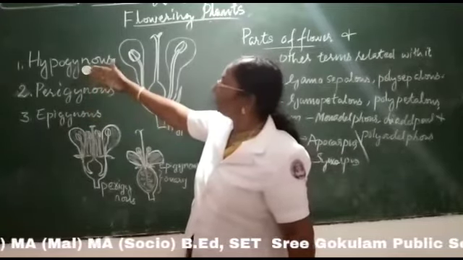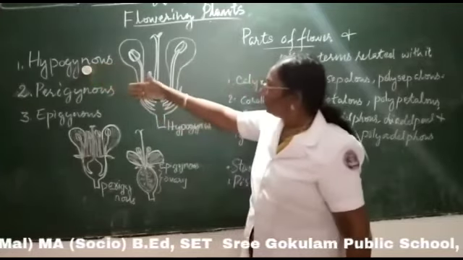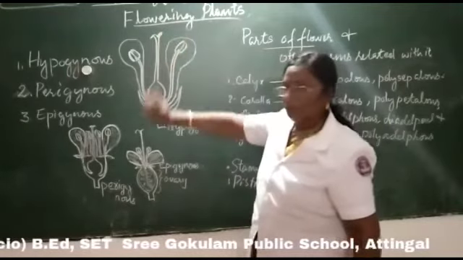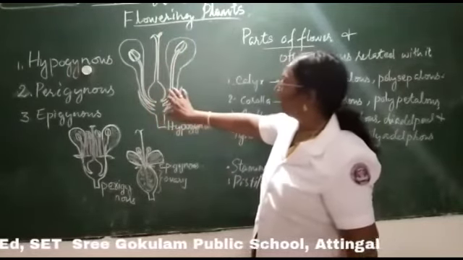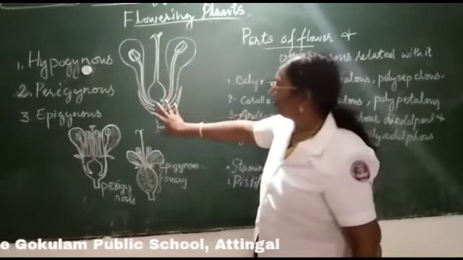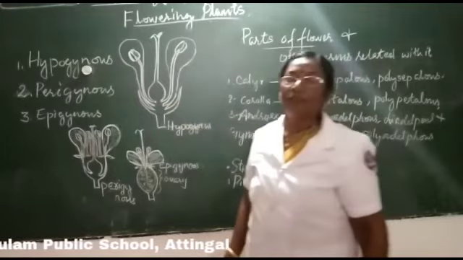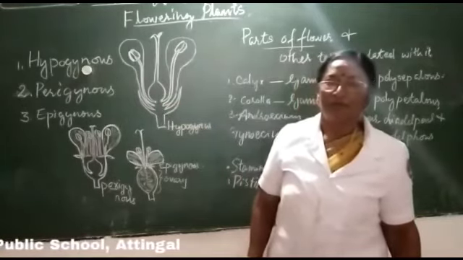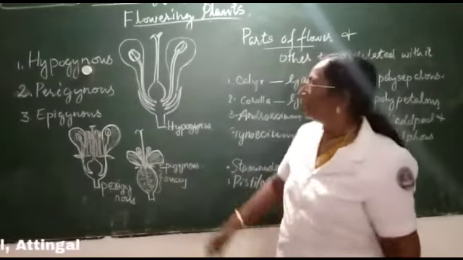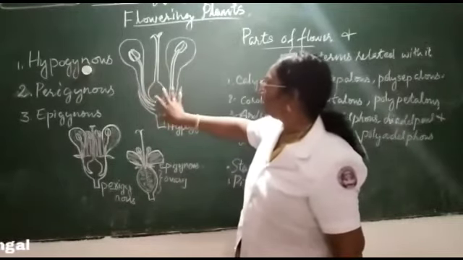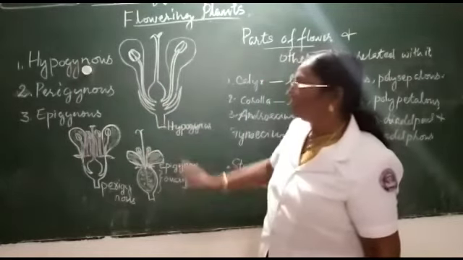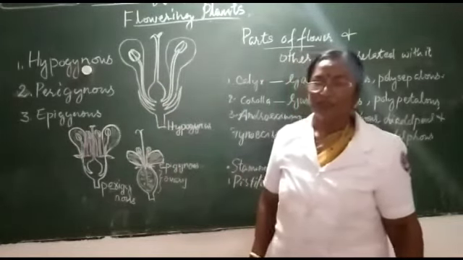In the case of hypogynous flower, you can see the ovary is in the uppermost position, the highest position, and all other floral leaves like androecium, corolla and calyx are seen below the level of the ovary. Such a flower is said to be hypogynous. Here the ovary is said to be superior and the flower is said to be superior. This type of flower can be seen in hibiscus etc.